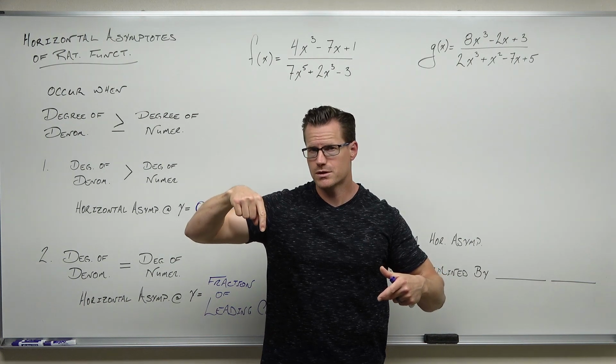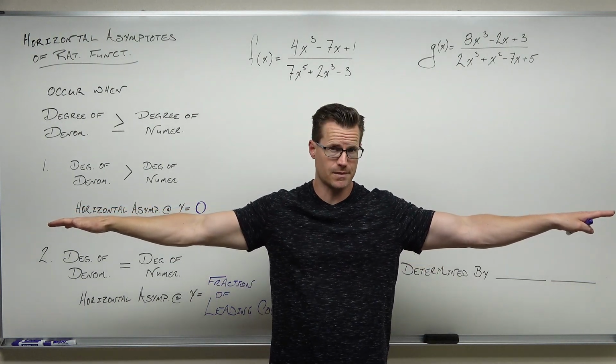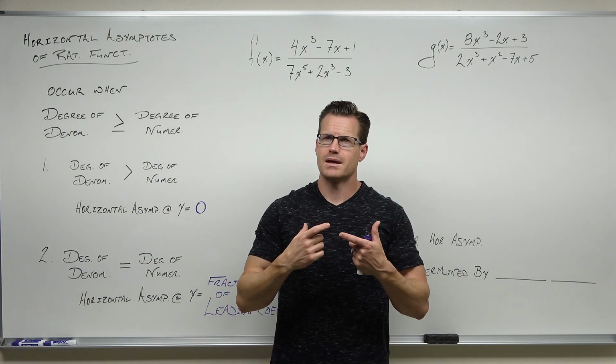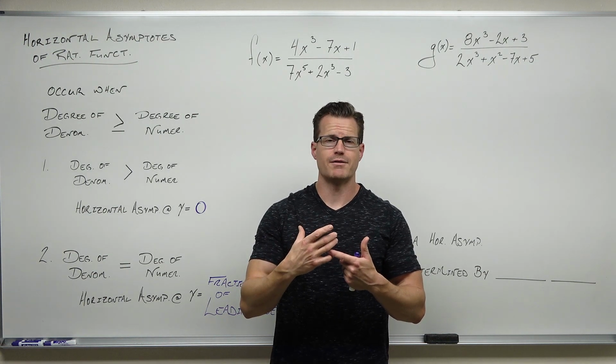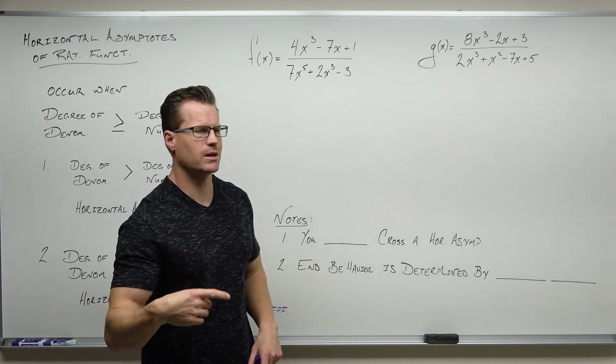If the bottom degree, the denominator degree, is larger than the numerator, it's going to be at 0 on the x-axis. Y equals 0 on the x-axis. If it's equal, so if the degree of the denominator equals the degree of the numerator, you're going to have it at whatever the leading coefficients say. We'll use that ratio. We'll talk about y. We'll talk about limits a little bit.